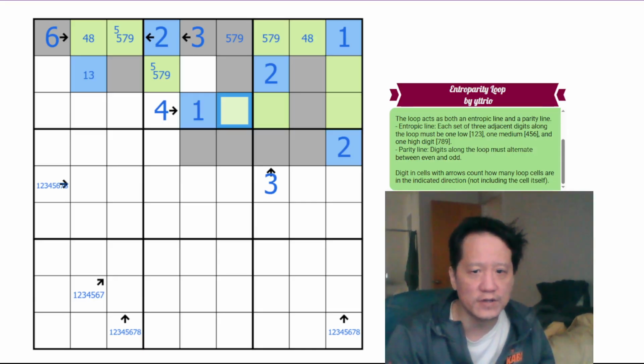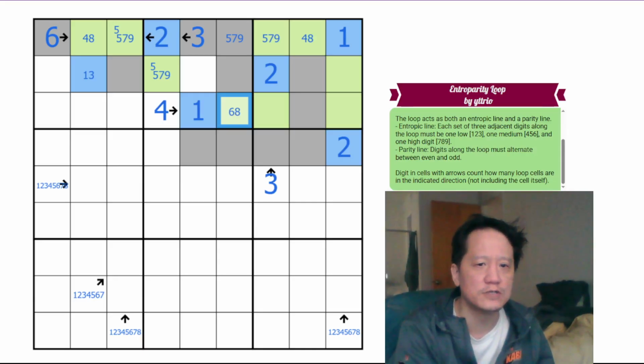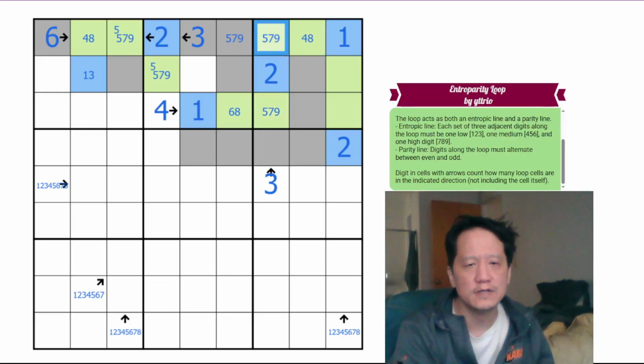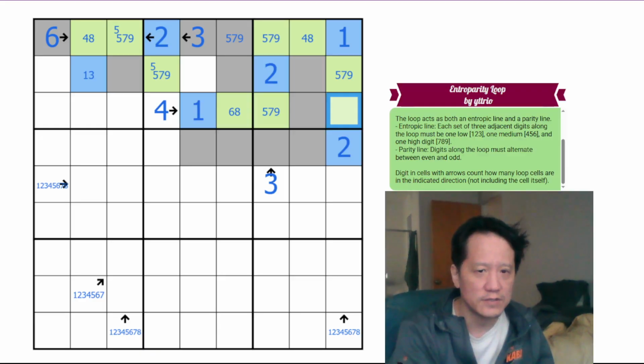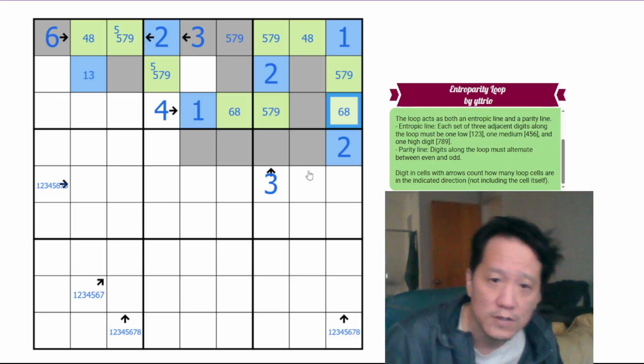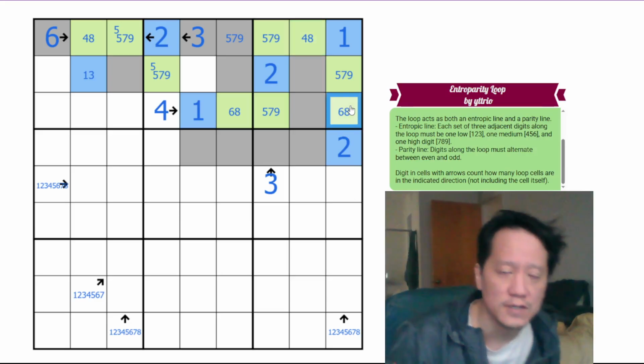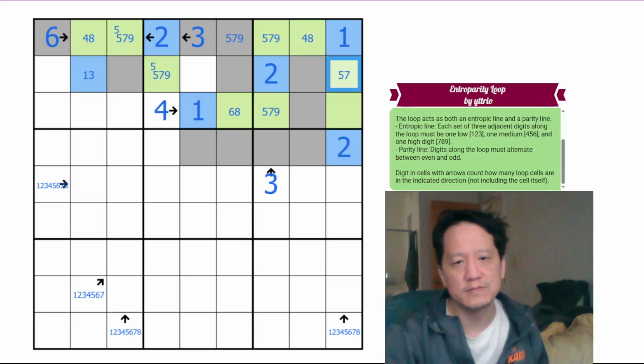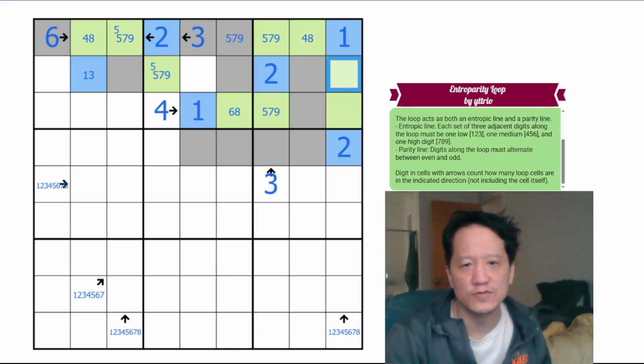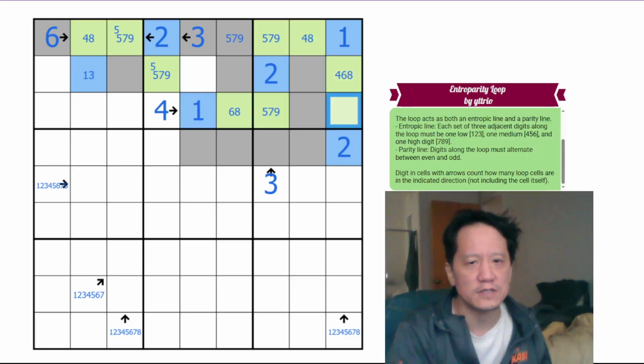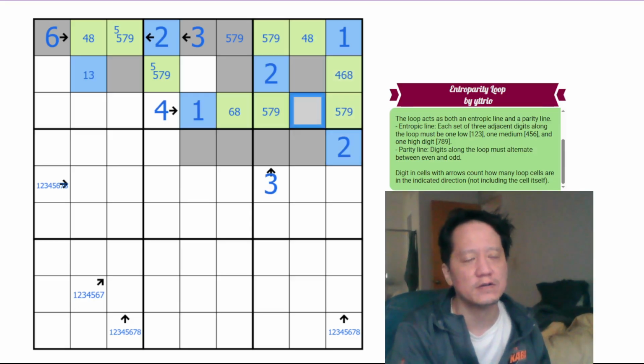This is even, and it cannot be 4, so it's 6 or 8 here. This is odd and is not low, so it's 5 7 9. This is odd, cannot be low, so this is 5 7 9. This is 6 or 8 here as an even, and these have to be the same. Wait, hold up. That's not right. This is even, so this is 4 6 8. Okay, there we go. And then this is 5 7 or 9.